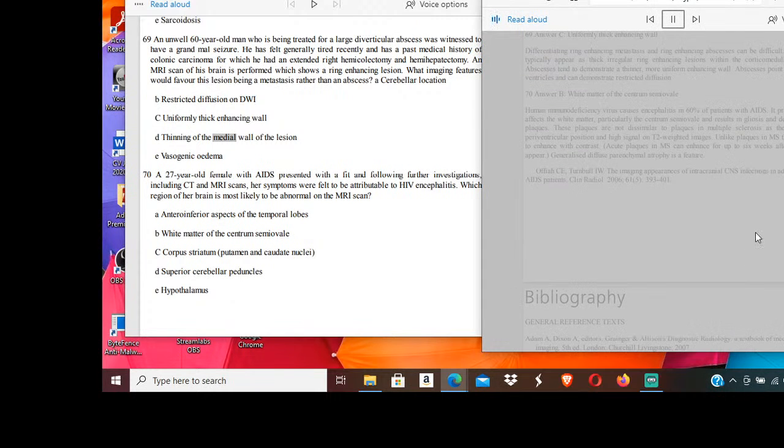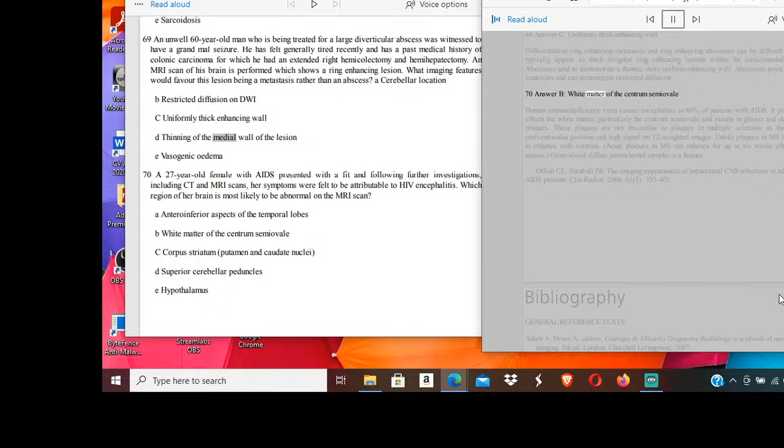69. Answer C. Uniformly thick enhancing wall. Differentiating ring-enhancing metastasis and ring-enhancing abscesses can be difficult. Metastases typically appear as thick irregular ring-enhancing lesions within the corticomedullary region. Abscesses tend to demonstrate a thinner, more uniform enhancing wall. Abscesses point towards the ventricles and can demonstrate restricted diffusion.